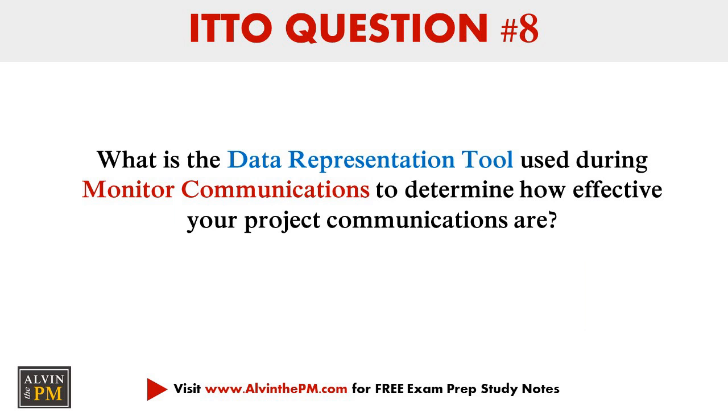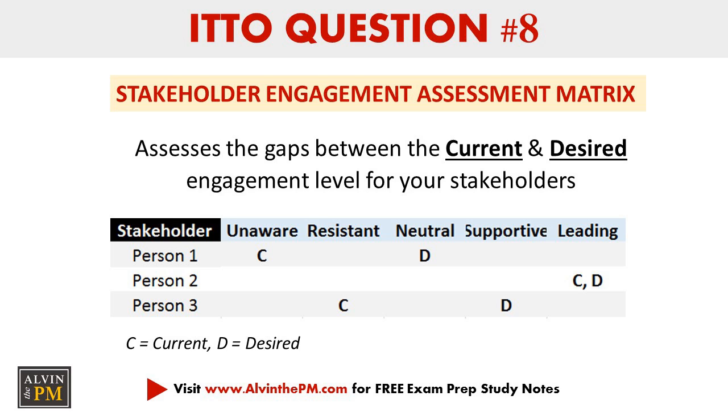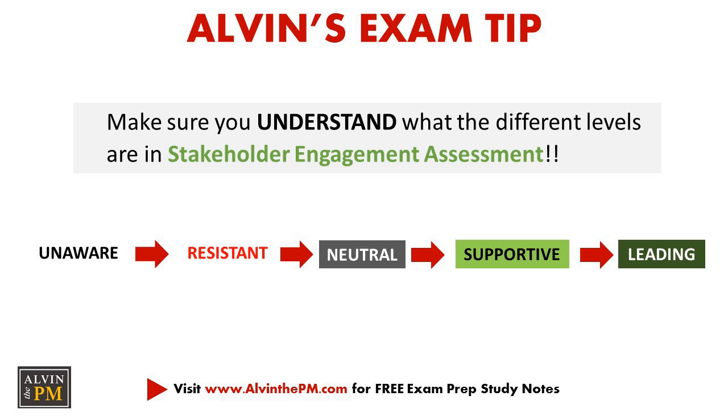Question 8. What is the data representation tool used during monitor communications to determine how effective your project communications are? Pause the video and we'll reveal the correct answer in a couple seconds. The correct answer is the Stakeholder Engagement Assessment Matrix, which assesses the gap between the current and the desired engagement level for your stakeholders. Review the screen for an example of what this matrix looks like. Now, as an exam tip, make sure you can differentiate and recall what the different levels are for each stakeholder's engagement. Now on to the next question.